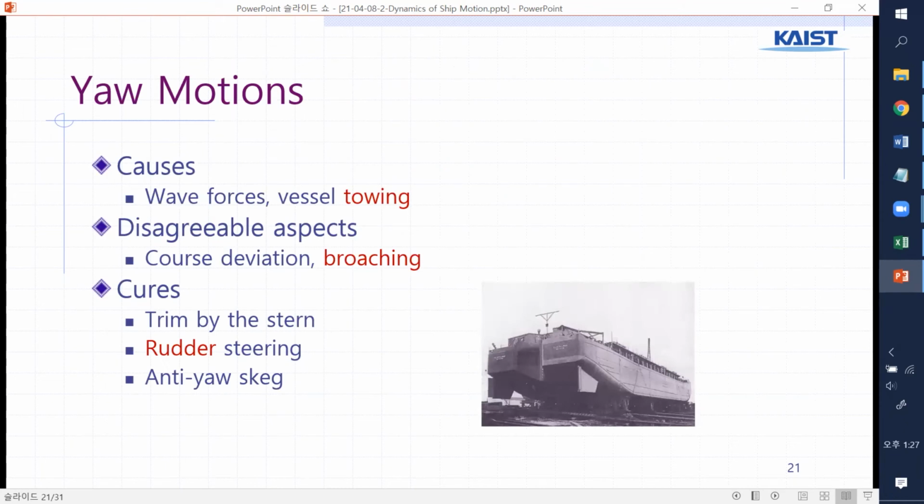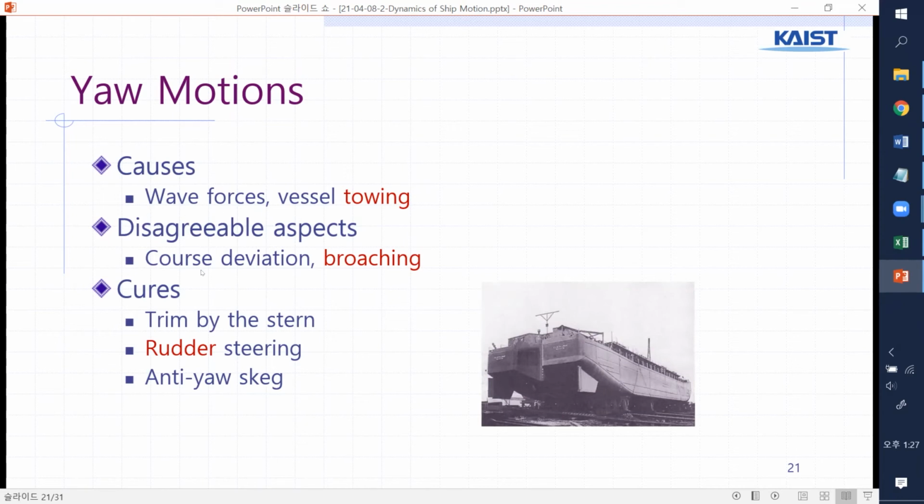Yaw motion is rotating around the vertical axis, so it is swinging. It is also caused by wave forces, oblique waves we say. And vessel towing means sometimes the ship is towed, pulled by another ship, a tugboat we say. Then in that case, it is yawing, going right-hand side and left-hand side, swinging in these ways.